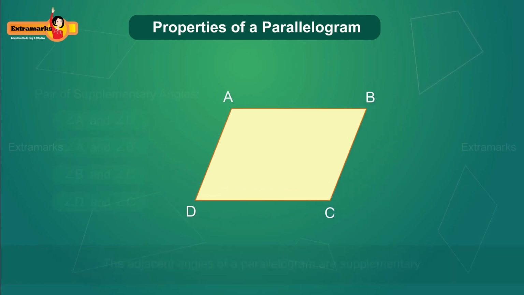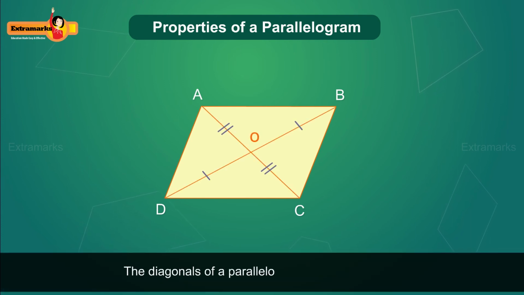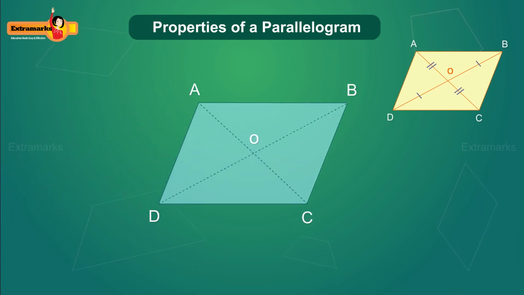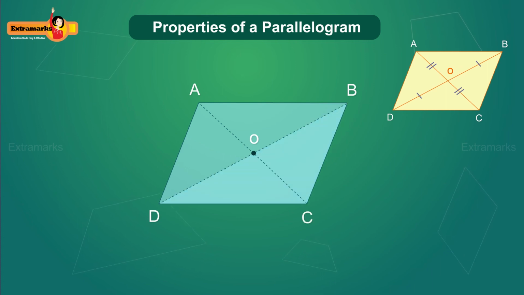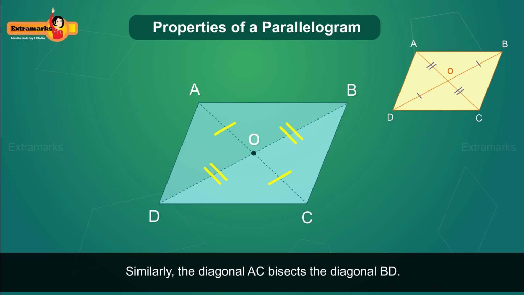We will now verify one last property of a parallelogram, which says that the diagonals of a parallelogram bisect each other. This can be proved by paper folding. For this, take a cutout of a parallelogram ABCD exactly like the one in the figure. Now, fold the parallelogram placing the point C on point A to find the midpoint of diagonal AC. You can observe that this midpoint of diagonal AC coincides with the point O. This means that the diagonal BD bisects the diagonal AC. Similarly, the diagonal AC bisects the diagonal BD.